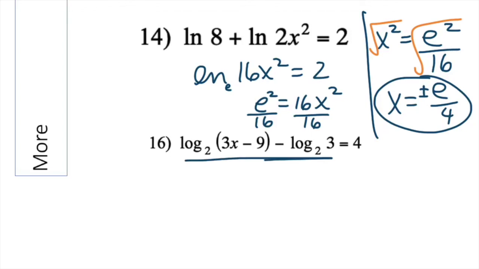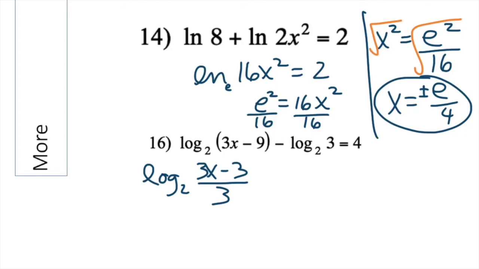Number 16, how can I condense this to be one log? Can you just put the 3 outside of the parentheses? So log base 2 of 3 open parentheses 3x minus 9. If it was an add, we could, but this is a subtract. So how do we do that? Divide by 3. So can it just be x minus 3? We're going to have log base 2 of 3x minus 9 over 3. Actually, that's x minus 3. So can I just skip that step and write log base 2 of x minus 3?